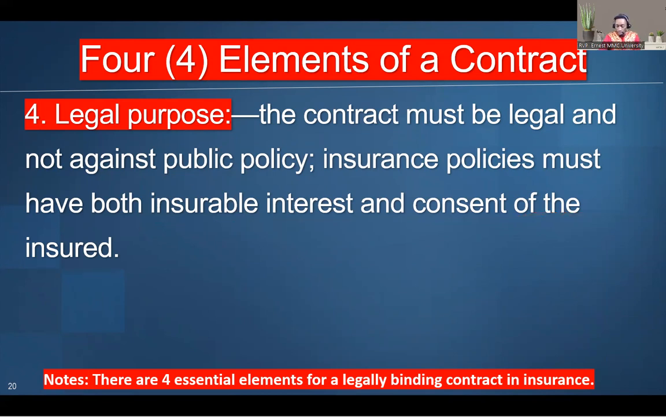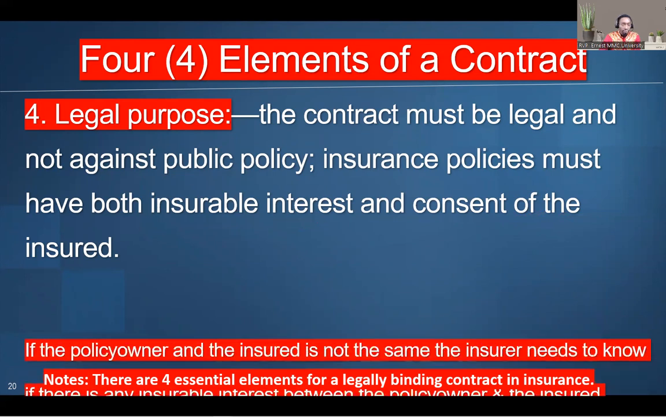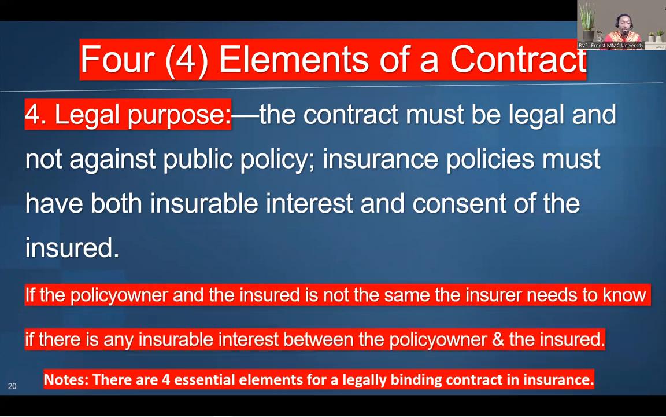All right. So what other thing can I add here? If the policy owner, that's a very important concept, if the policy owner and the insured are not the same person, the insurer needs to know, why do you want to put a policy on that person? Is there any insurable interest between the policy owner and the insured? Why would you put a policy on someone if you don't have any insurable interest? They need to know why you want to do that. If there is no insurable interest, you can't put the policy on that person.